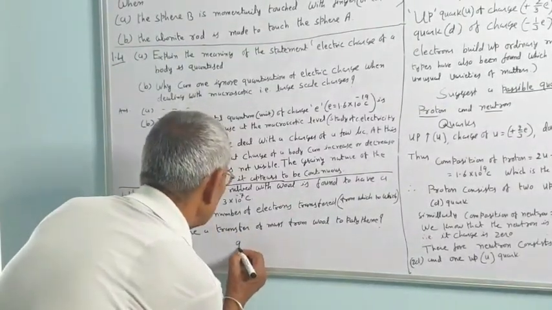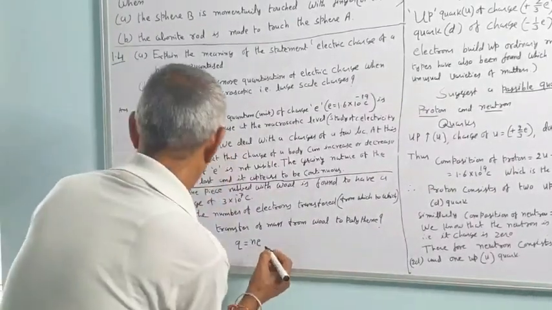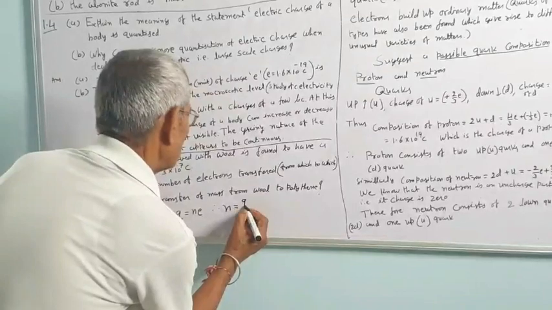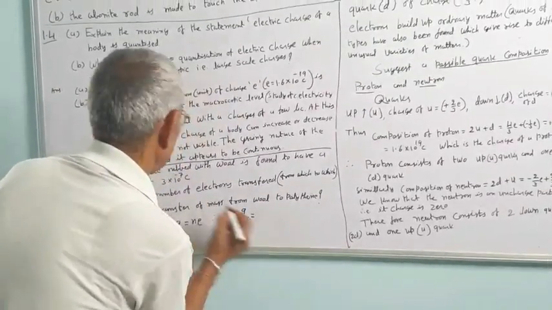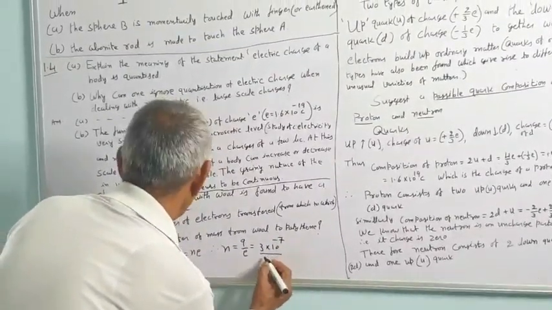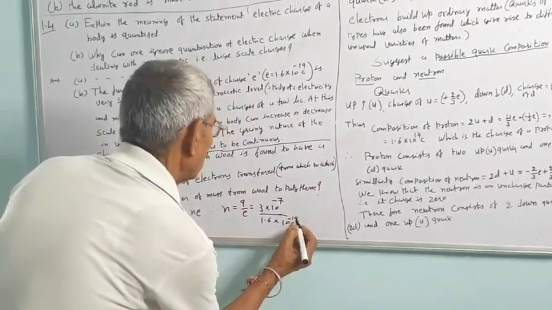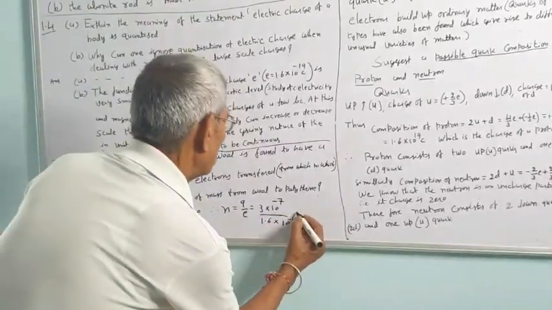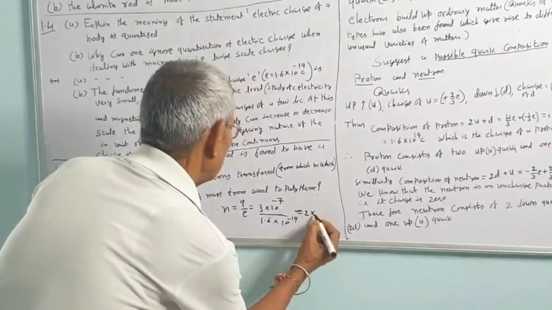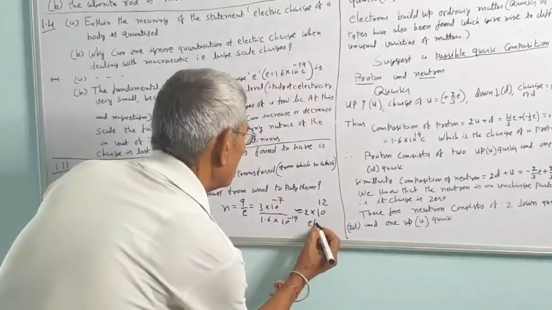So Q is equal to Ne. Therefore, N, the number of electrons, is equal to Q by e. Q is 3 into 10 raised to minus 7 coulomb, upon 1 electronic charge, 1.6 into 10 raised to power minus 19, correct? That is roughly equal to 2 into 10 raised to 12 electrons.